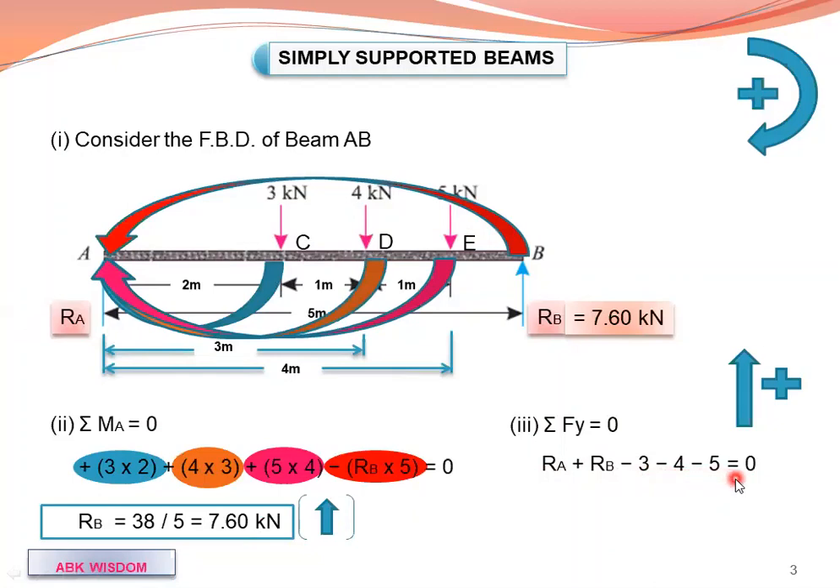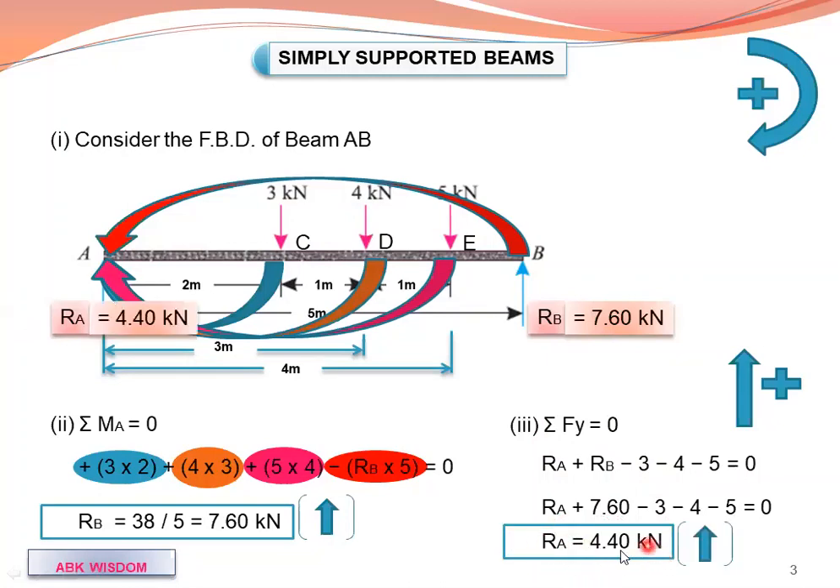So now substituting the RB value which we have already calculated, the only unknown in this equation is RA. On solving, we will be able to get the support reaction at A is 4.40 kilonewton, which is positive. Hence, the reaction at A is acting vertically upward with a magnitude of 4.40. Now this gives what is the support reaction at A and what is the support reaction at B.